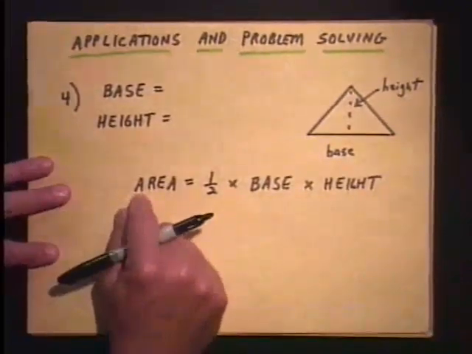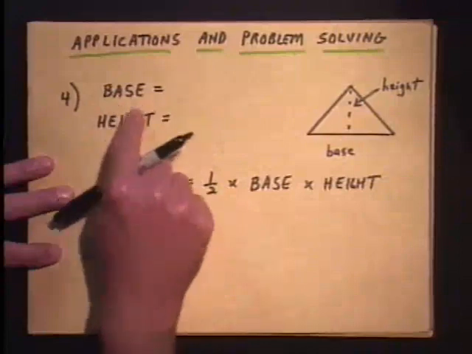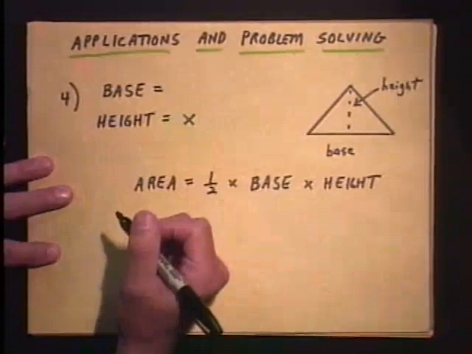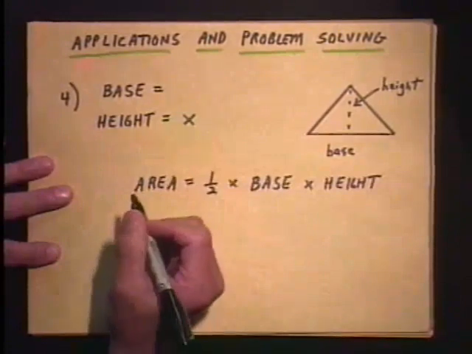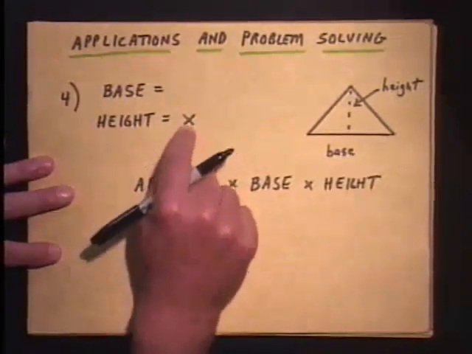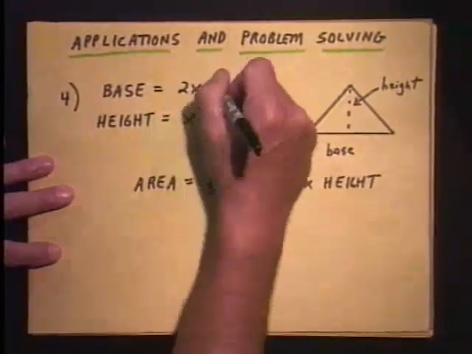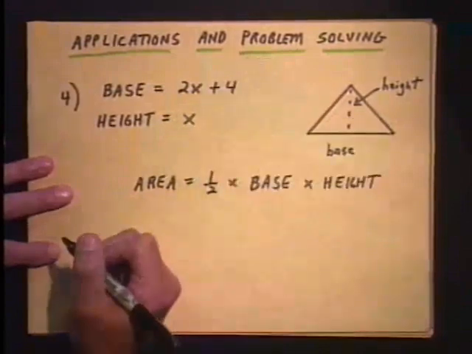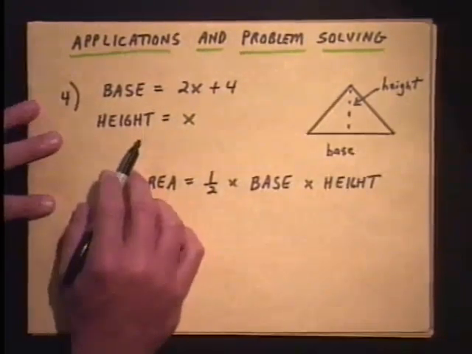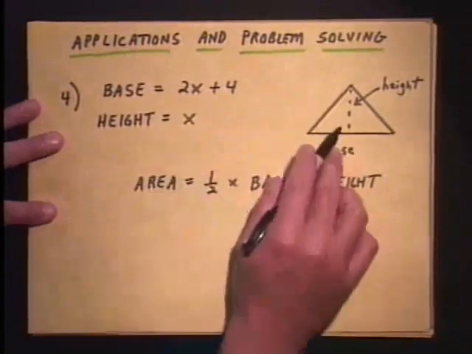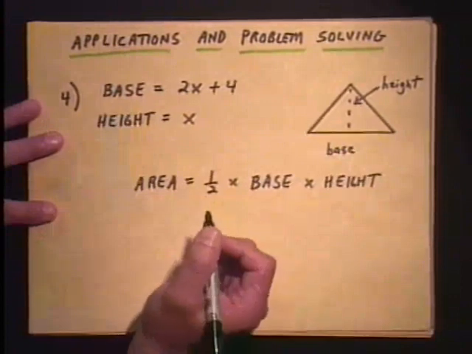Now, in the problem, it says the base of the triangle is 4 centimeters greater than twice the height. So in this case, they're comparing base and height. I would let the height be x, since it would be the unknown. And then if the base is 4 centimeters greater than twice this, twice x would be 2x, and 4 centimeters greater than that would be plus 4. Just like when we had the rectangular problems earlier, they compared length and width, when they have triangular problems, they usually compare these two creatures, base and height.